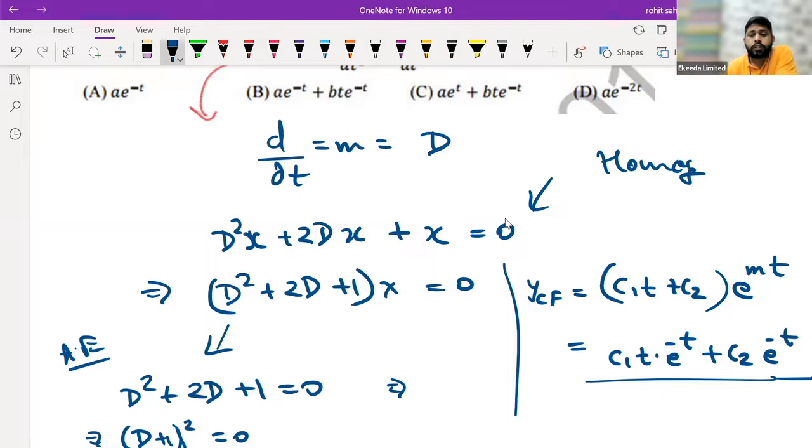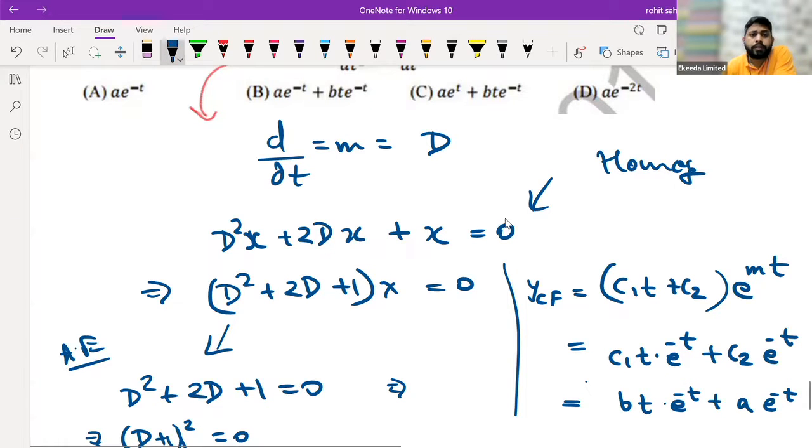और होमोजीनियस है तो यहाँ पर कुछ भी पर्टिकुलर इंटीग्रल आने का कुछ सीन नहीं है. सो c1 and c2 आर जस्ट कांस्टेंट एंड दे आर राइटिंग इट लाइक दिस, bt e to the power of minus t plus a e to the power of minus t, like as per the equation options given. So that means b is your option which is correct. आपने सही बताया अंशु, thank you.